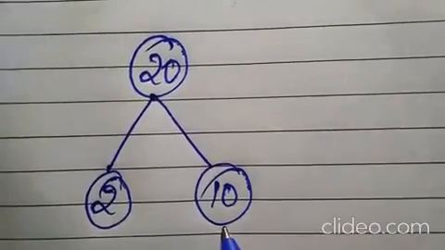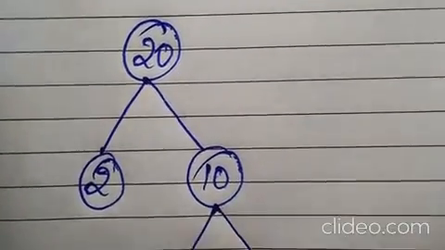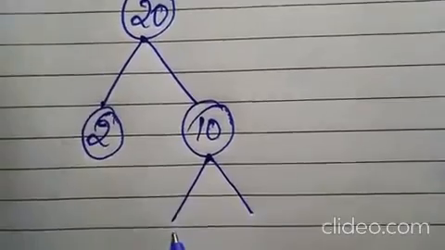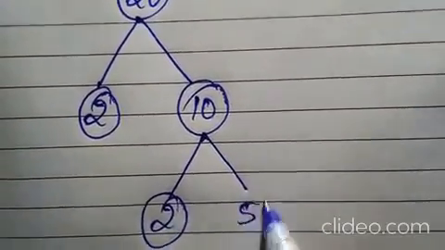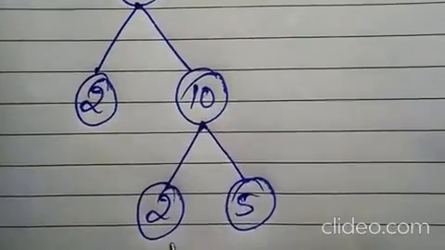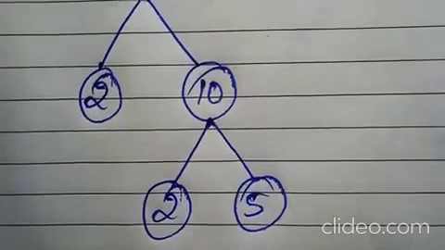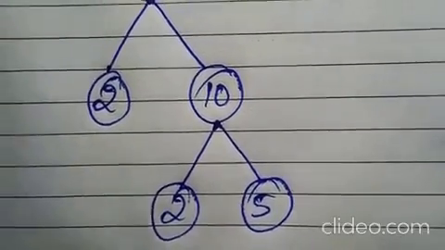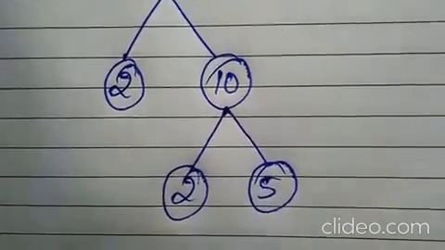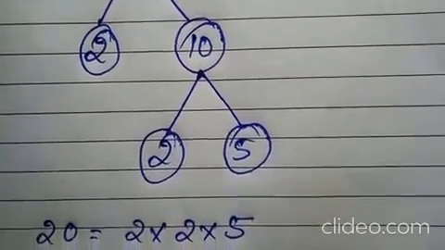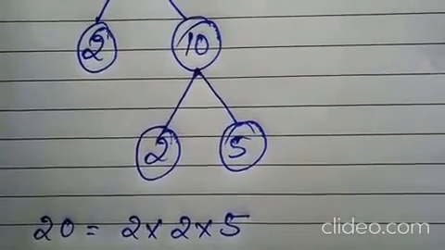So shall we do this one? This is a composite number, so again find the prime factors. Okay, 2 5s are 10. 2 is a prime number and 5 is also a prime number. So exactly, 20 equals 2 into 2 into 5 we got. Understood? This is a very easy method, the factor tree method. Understood?